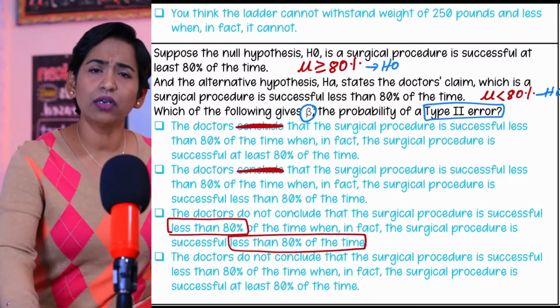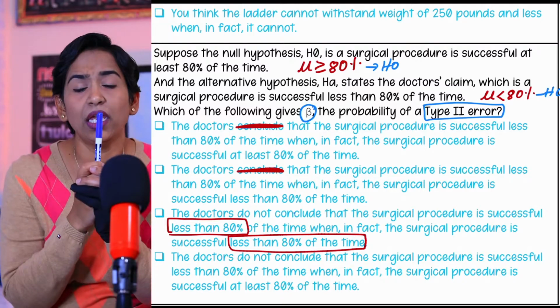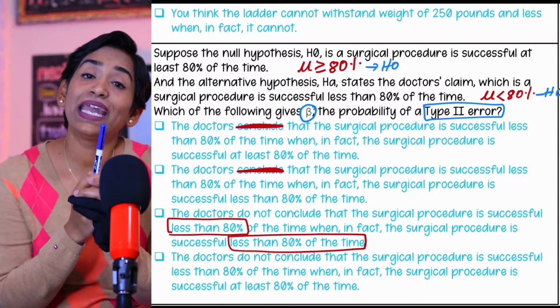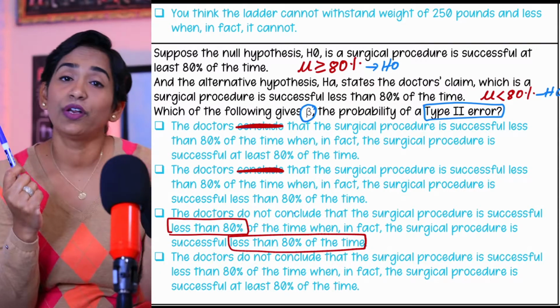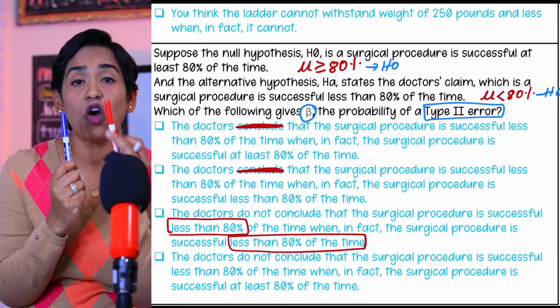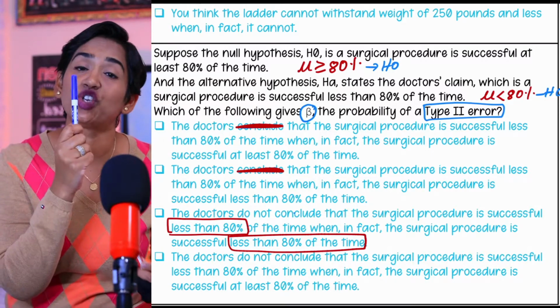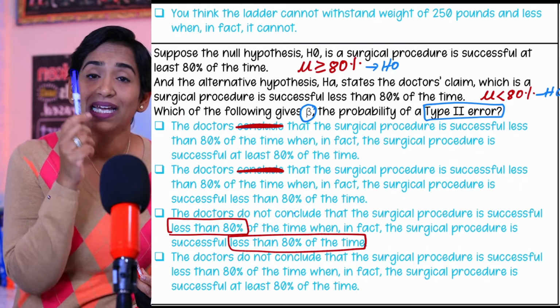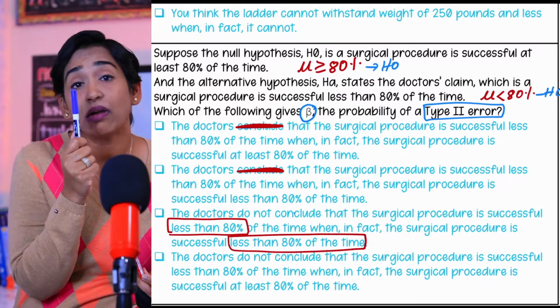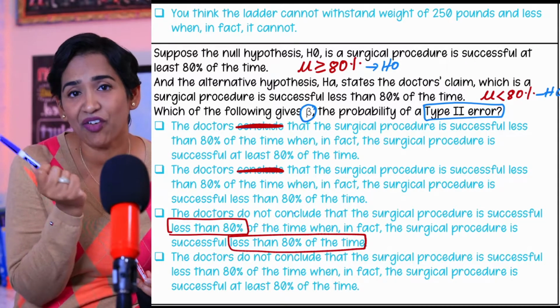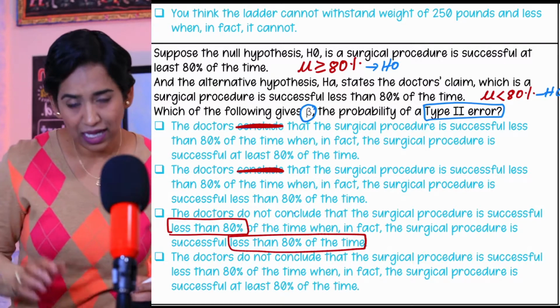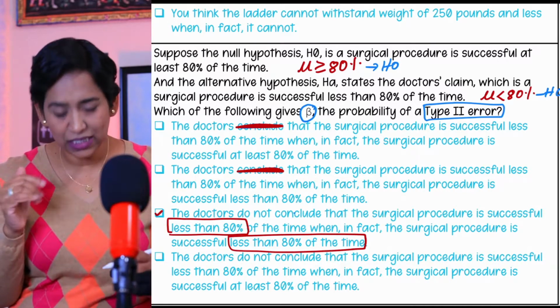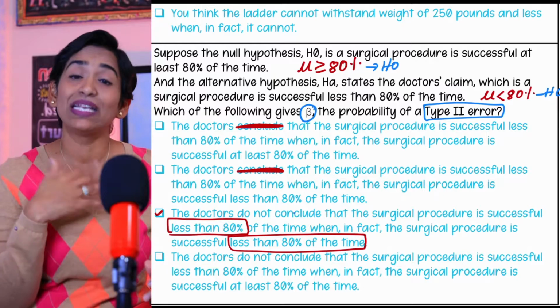I cannot conclude my HA where in fact my HA is true, right? H naught is false. That means HA is true, type 2. This is true, but I cannot conclude it because I'm making an error. So my option is this, but let me go ahead and show you how the next one is not your option.